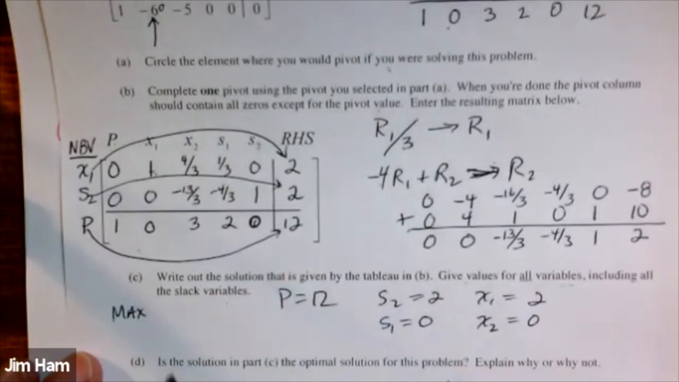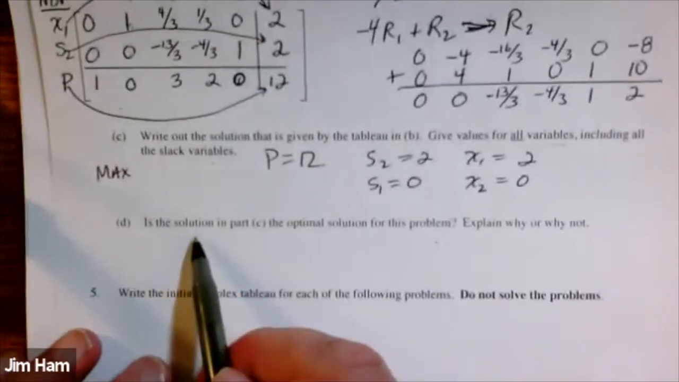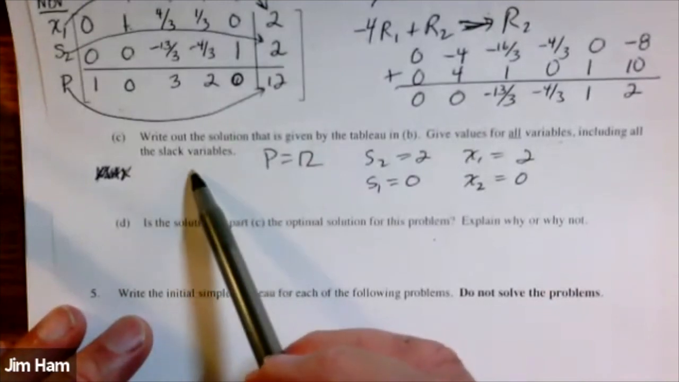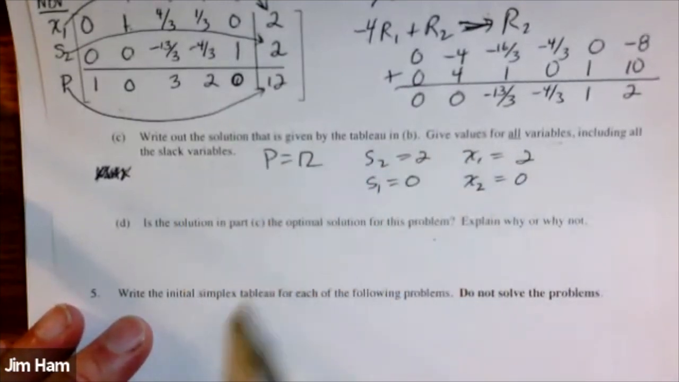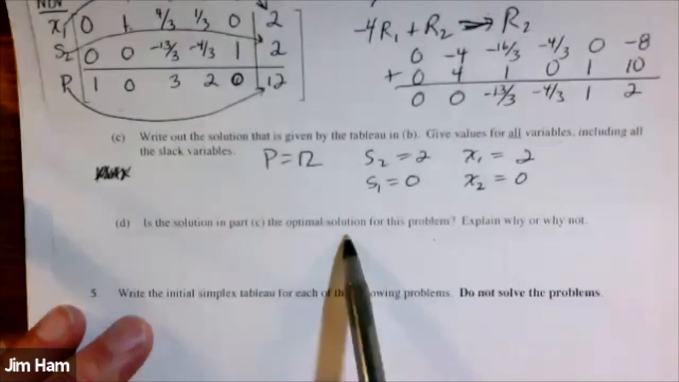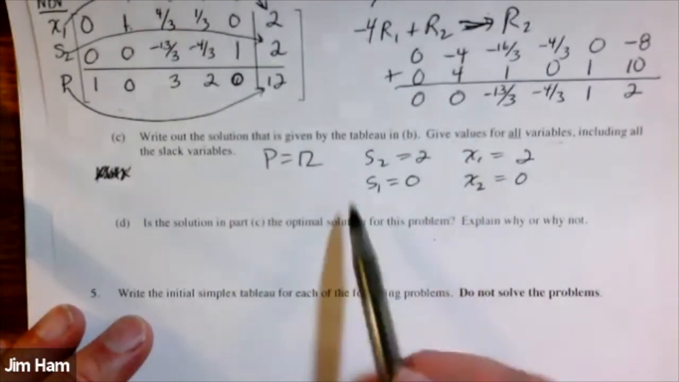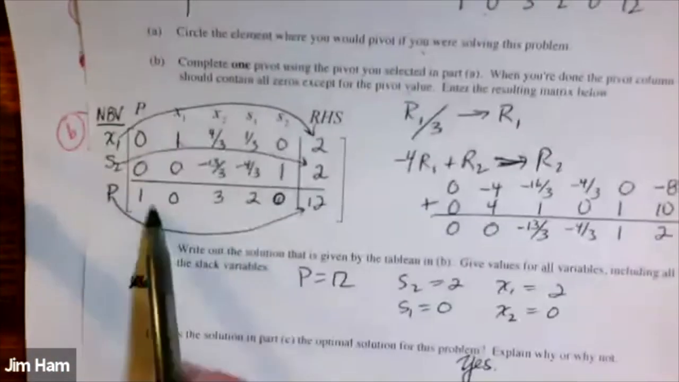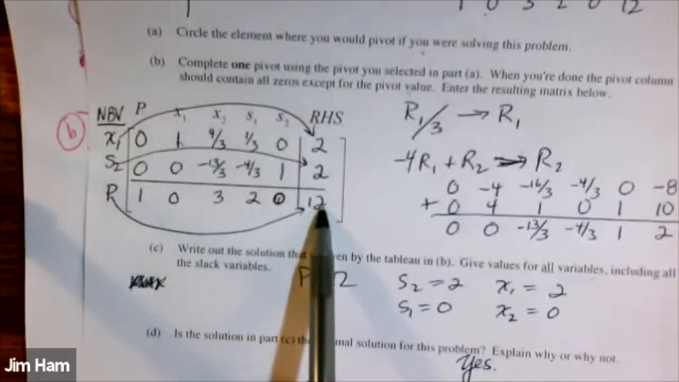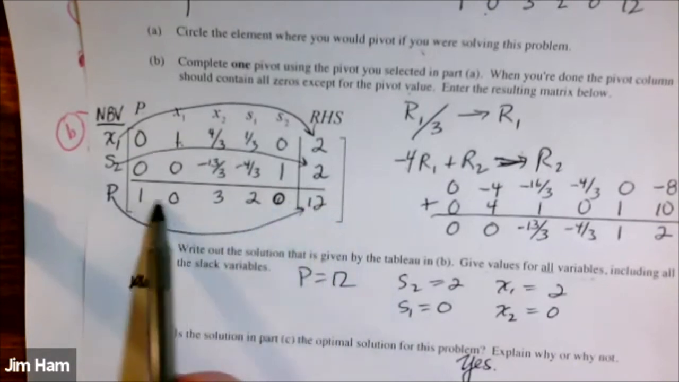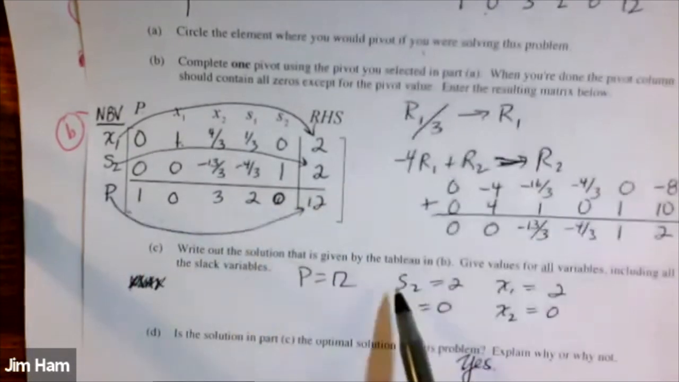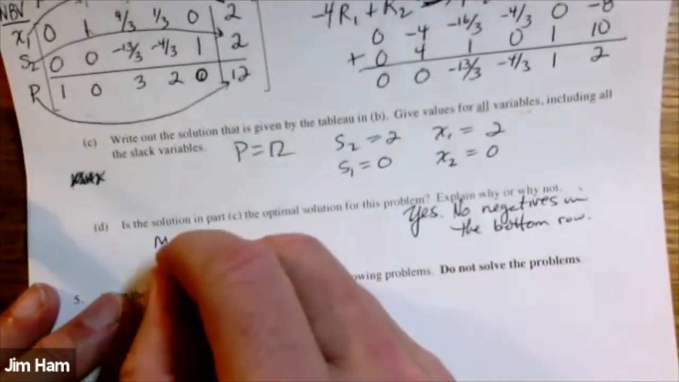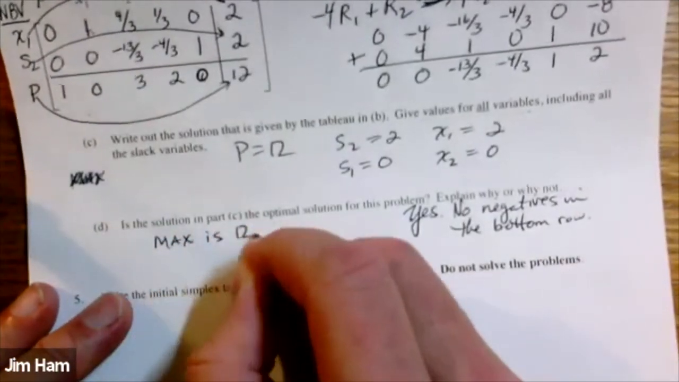So the max, okay. And then this last question says, is the solution in part C this solution? Is it the optimal solution? In this case, is it the maximum? Does it give you the maximum? And the answer is yes. And the reason is that there are no negatives in the bottom row. As soon as you see no negatives in the bottom row, then you've got the final solution. So the solution would be the max is 12.